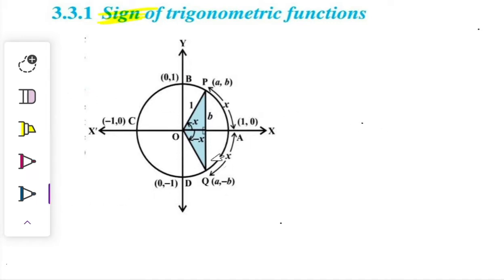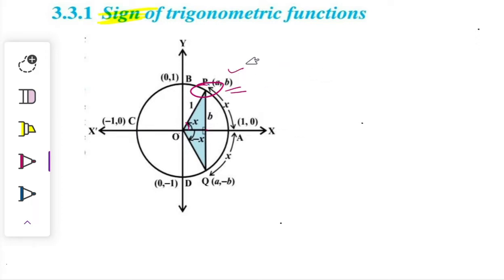Okay. Let's consider a unit circle with center at O, and P be the point in the first quadrant, having coordinates (a, b) and making an angle x at the center of the circle. Obviously, you know that the distance from P to this line is b, because the y coordinate is b, and the distance from O to this point is a.